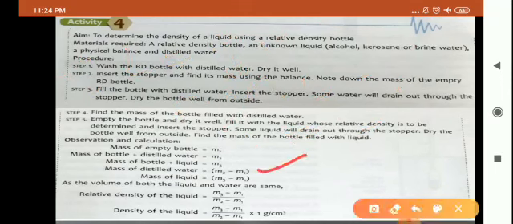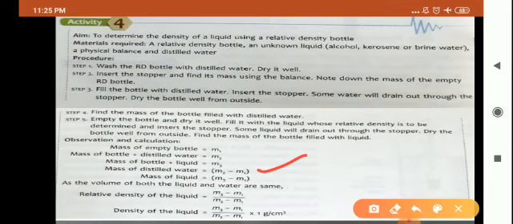So for getting the mass of the distilled water, from the combined mass of the bottle and distilled water, you can subtract the mass of the empty RD bottle. In the same way, if you want the mass of the liquid, then from the combined mass of the bottle and liquid, you can subtract the mass of the empty bottle. Okay, I suppose I am clear. If you are not clear with this, kindly watch this video again and again. I am sure it will become clearer, or you can go through your study material again. If it is still not clear, you can ask me.